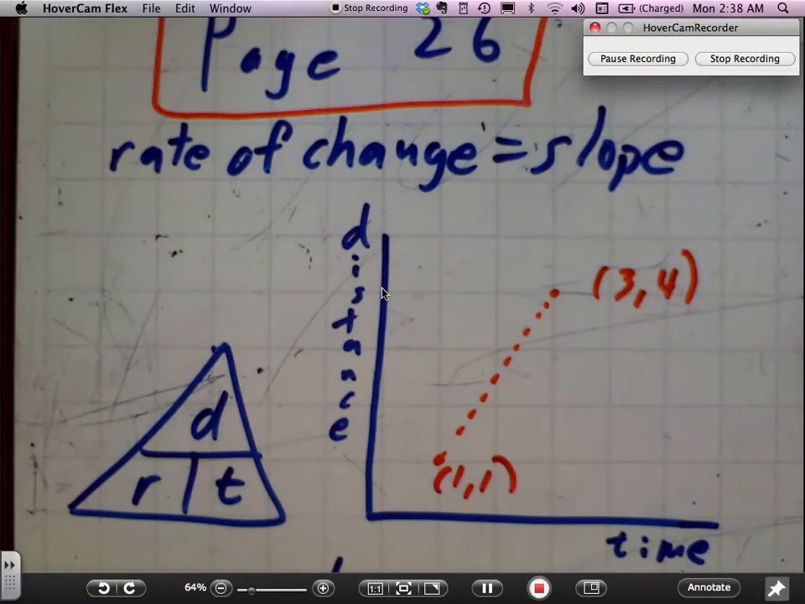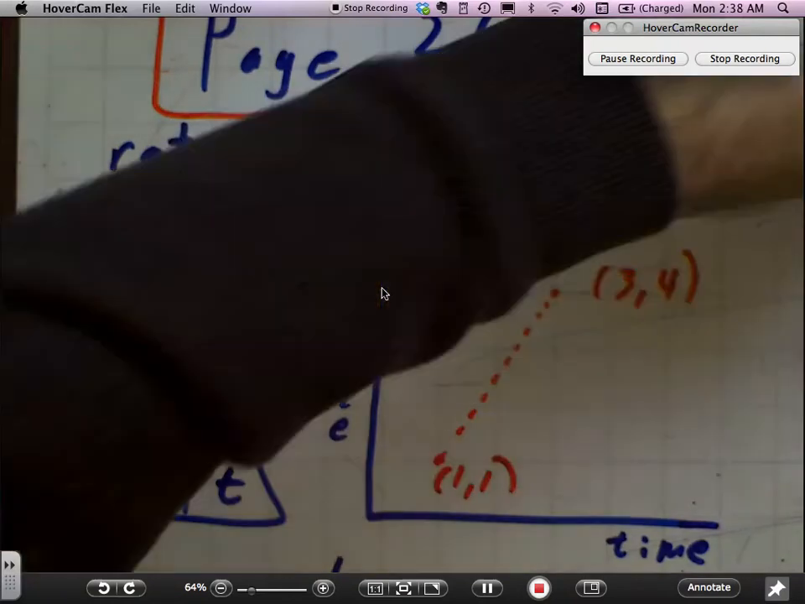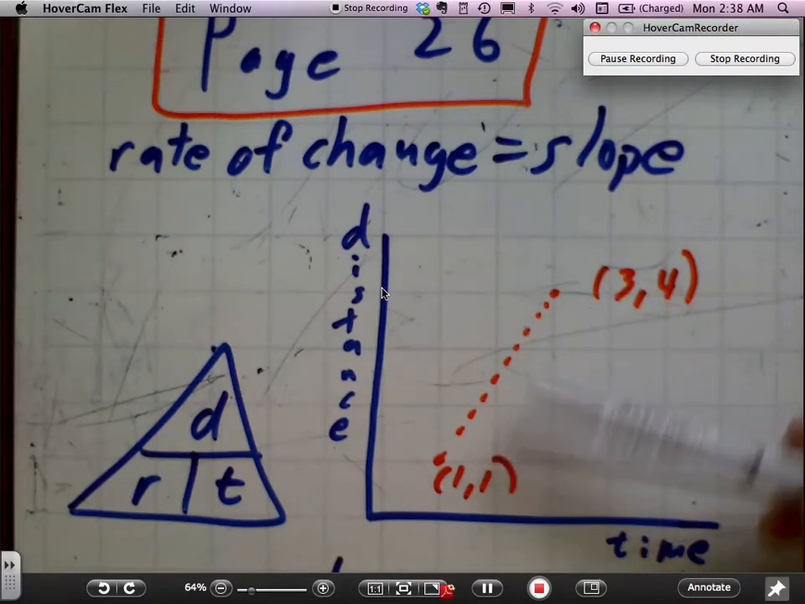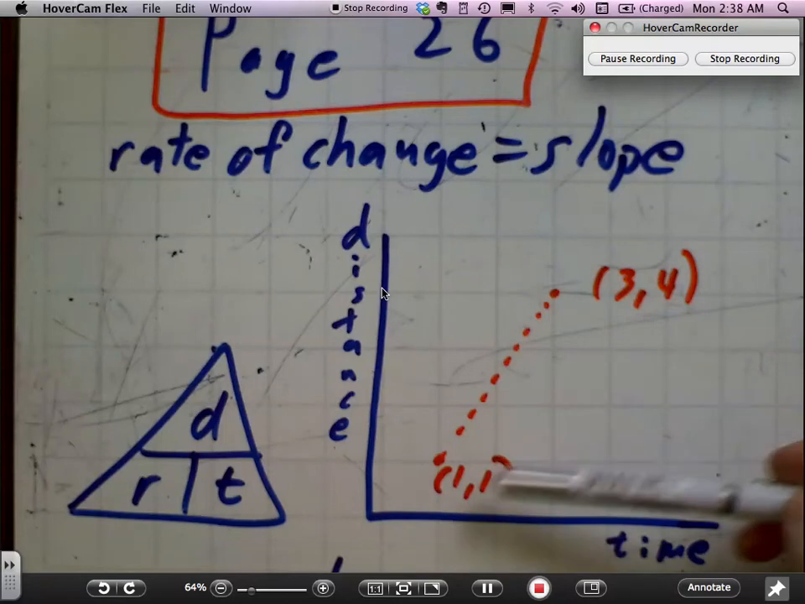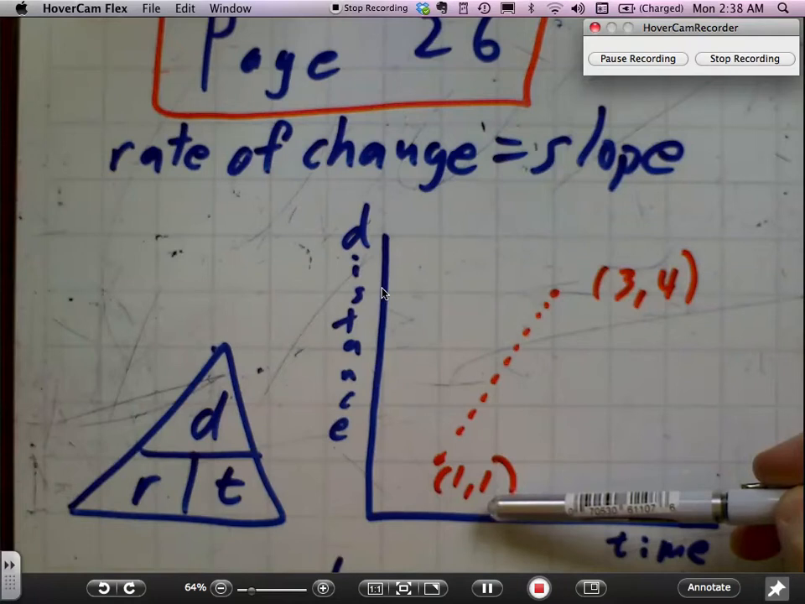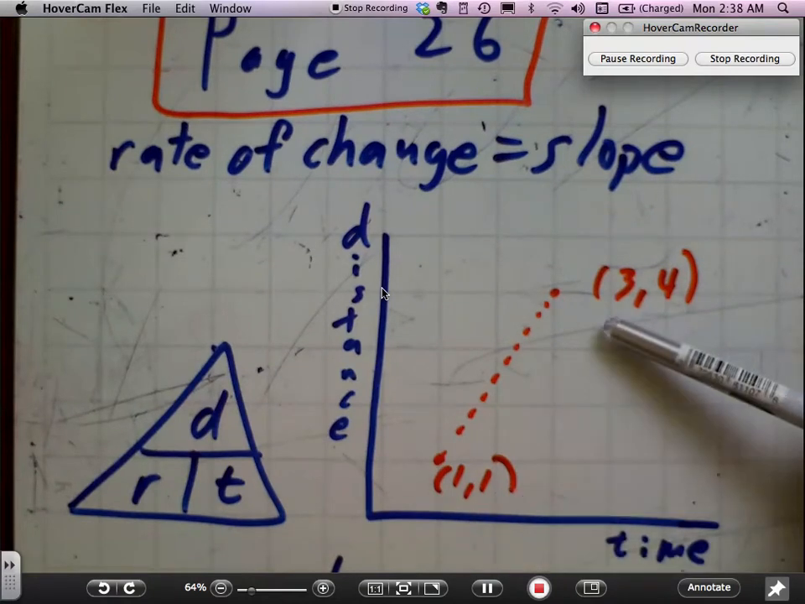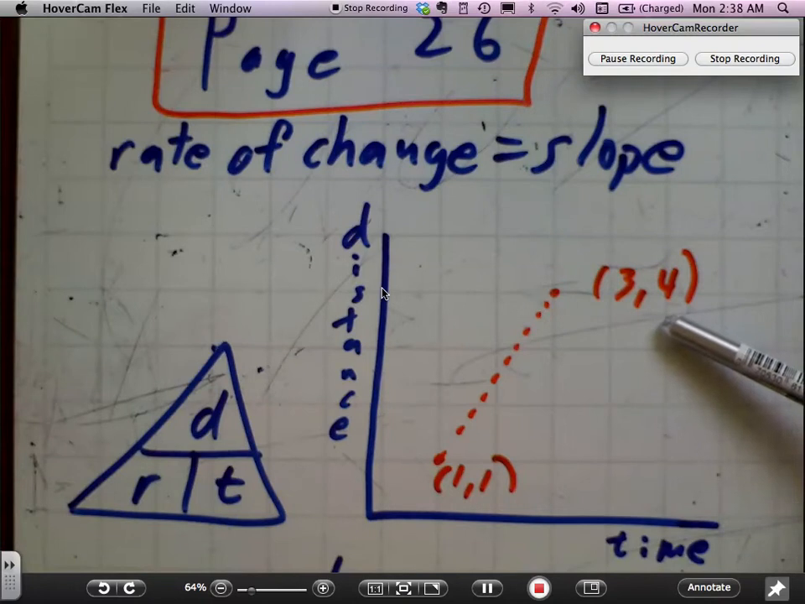It's easy to think about even with the Troisi triangle. So remember, we have our Troisi triangle here with distance, rate, and time. Often on a graph, you'll see distance on the vertical axis and time on the horizontal axis. We could plot these 2 points, (1, 1) and (3, 4). So this could mean that at 1 hour, we were 1 mile away from home, and then again at 3 hours, we were 4 miles away from home.